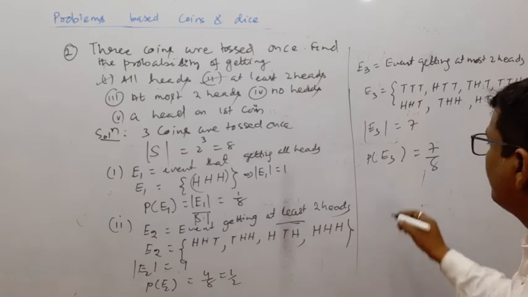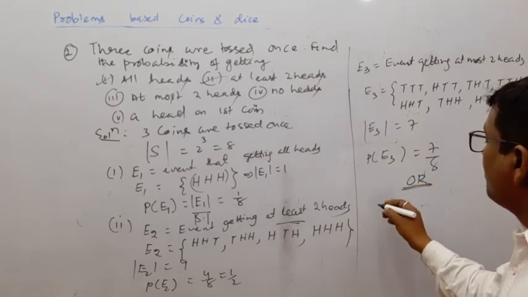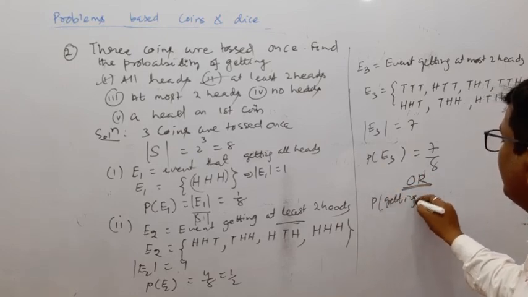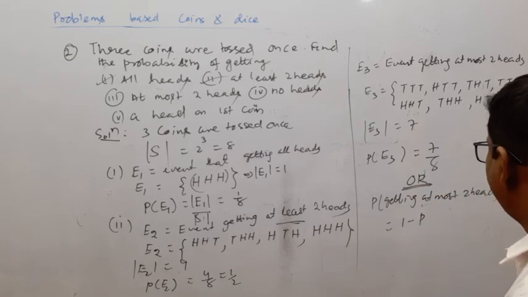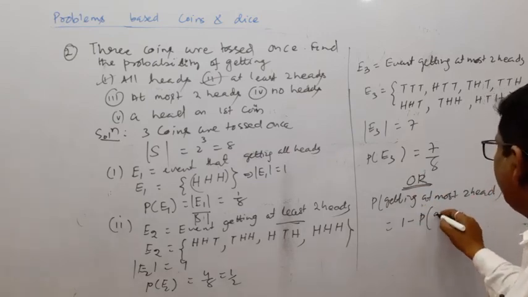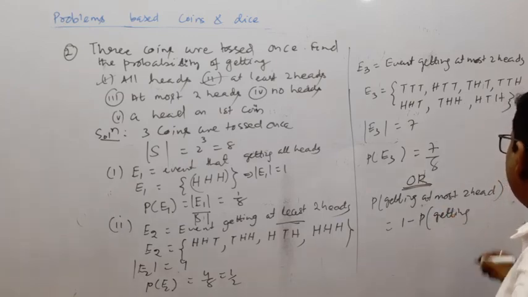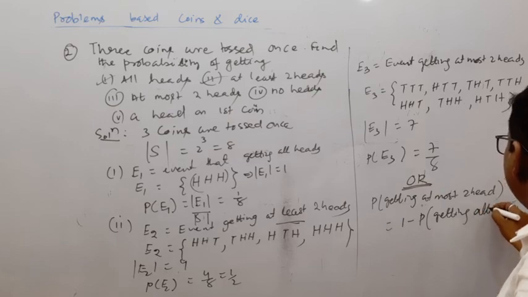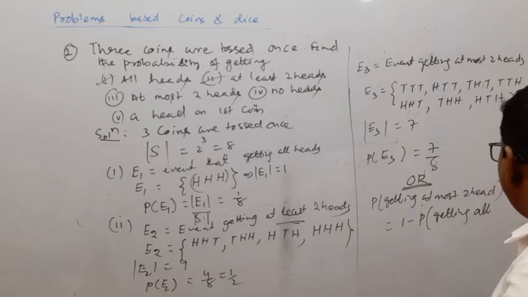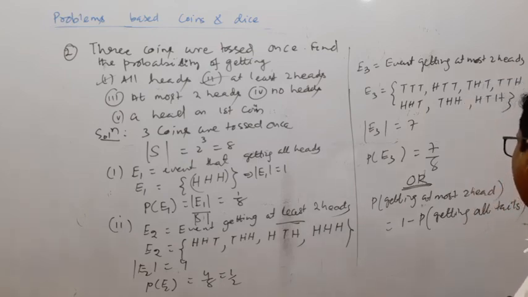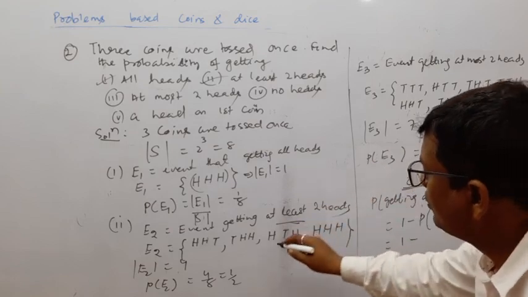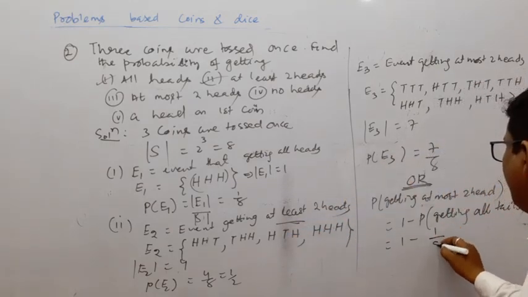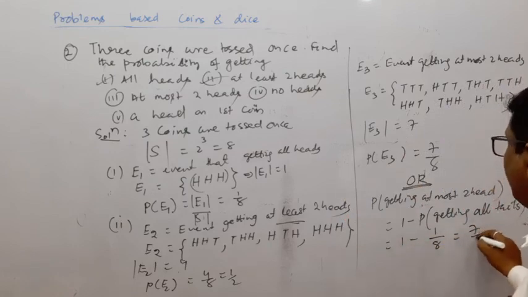Or we can do it like this. P of getting at most two heads is equal to 1 minus P of getting all heads, all tails. Sorry, the maximum is writing 1 minus all heads, or rather 1 minus all tails. In all tails there is only one case. So 1 minus 1 by 8, that is 8 minus 1, 7 by 8. Do it this way.